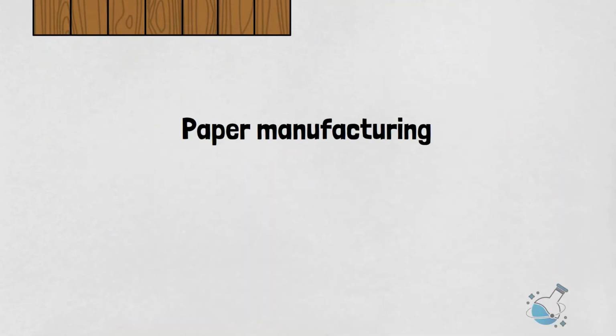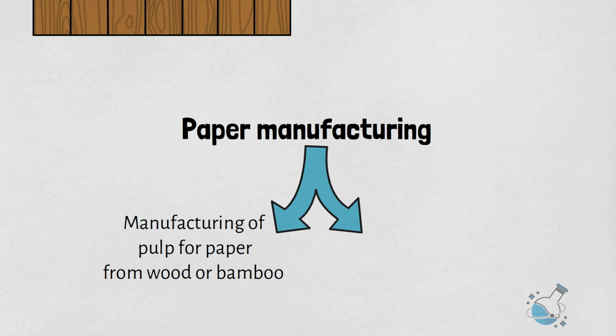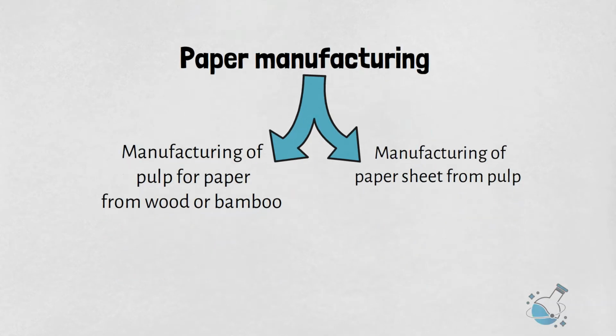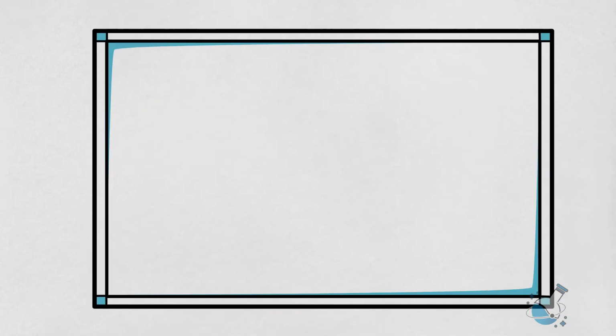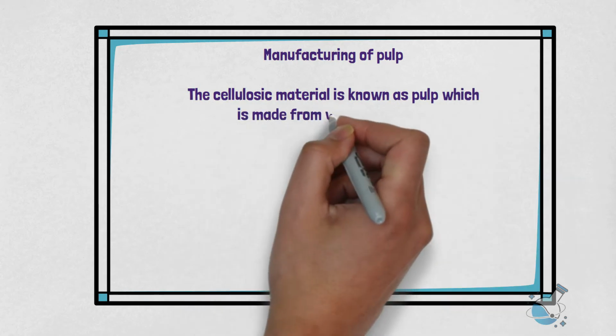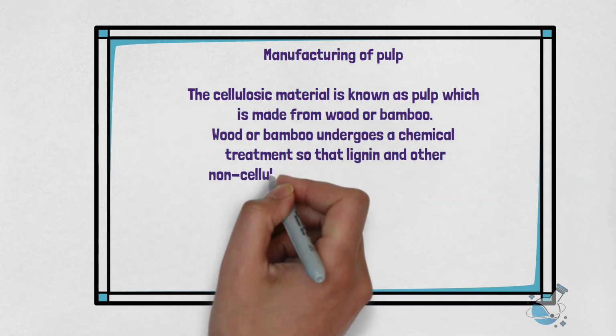Paper manufacturing involves two processes. Number 1, manufacturing of pulp for paper from wood or bamboo. And number 2, manufacturing of paper sheet from the pulp. The cellulosic material is known as the pulp, which is made from wood or bamboo. Wood or bamboo undergoes a chemical treatment so that lignin and other non-cellulosic compounds are removed.